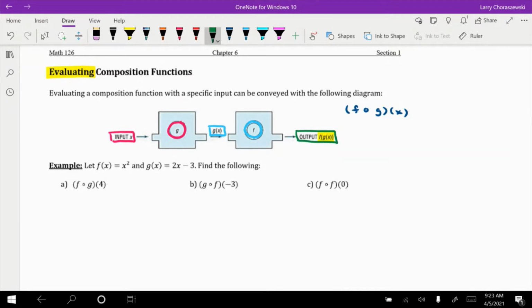So there's kind of two phases. You first plug your input into g of x. Whatever comes out of that gets plugged into f of x. And then whatever comes out of that is your official answer. Now with this notation, f circle g of x, I like to represent it this way. We first plug x into g of x, and then whatever we get out of that, we plug into f of x. So it's kind of chain linked in this way.